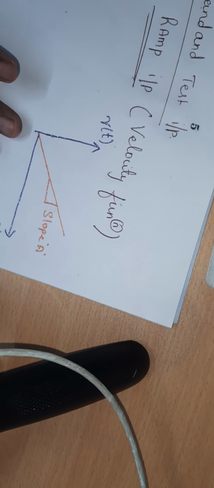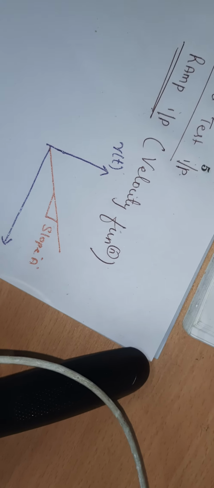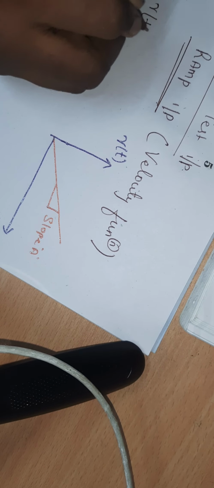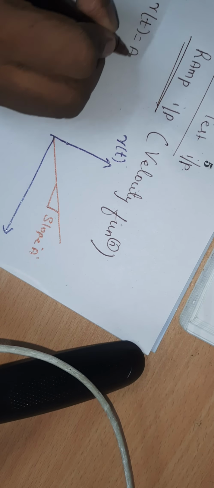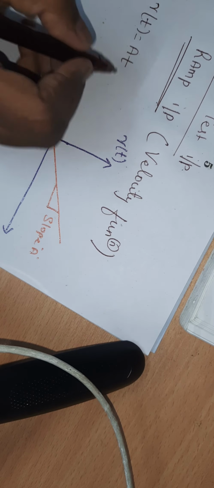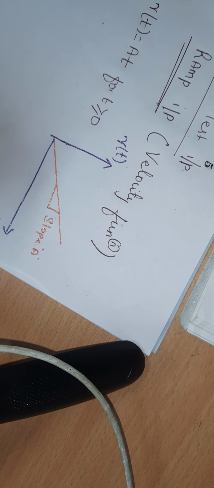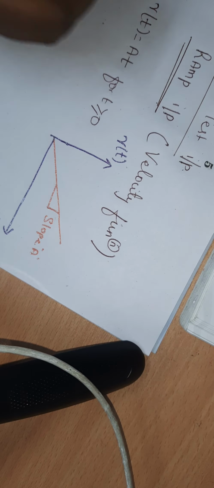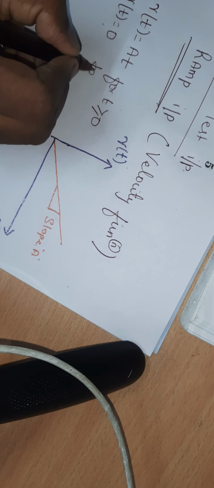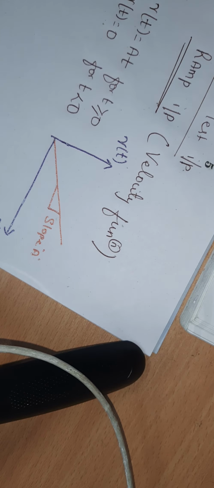Now let's see how to represent it mathematically. Mathematically, R of t is equal to A into t. That is increasing linearly, right? For t values greater than or equal to 0. Yes, for positive values I am getting this. Next, R of t is equal to 0 for t less than 0. Yes, you don't have any negative values.